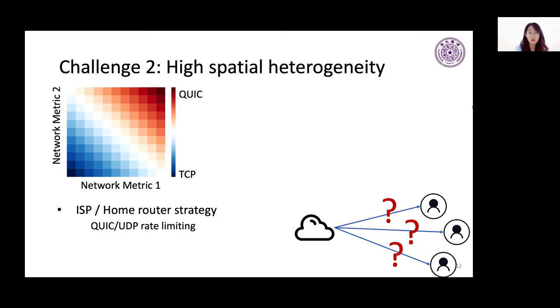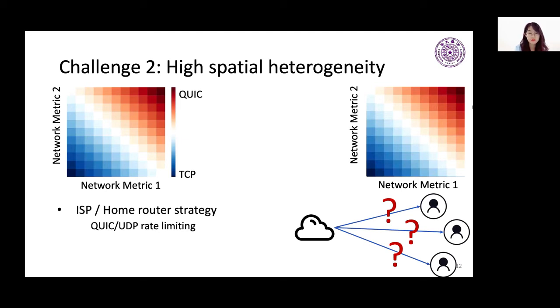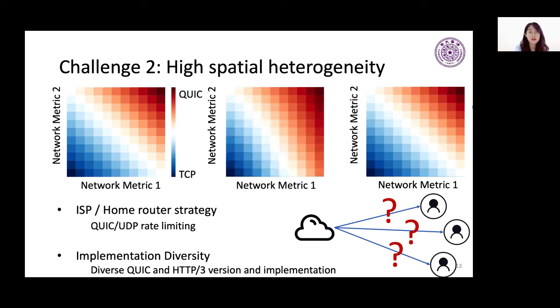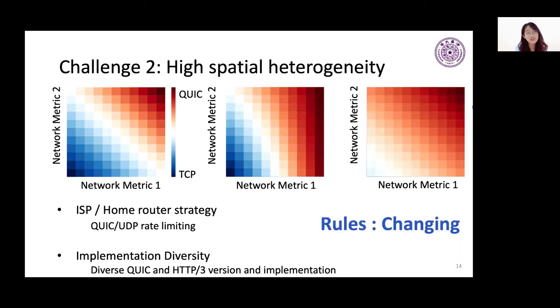For example, when home routers randomly drop UDP packets, applications should tend to use TCP for transmission, just like the red figure. Then, if the user walks out of the room and uses a cellular network, the rules may change, as the figure shows. Also, since QUIC has not been standardized, users may adopt different QUIC and HTTP/3 versions and implementations. Therefore, different users may experience different selection rules, which may even change with time.